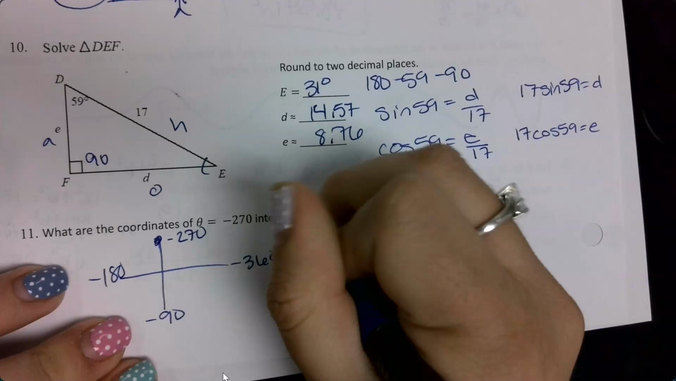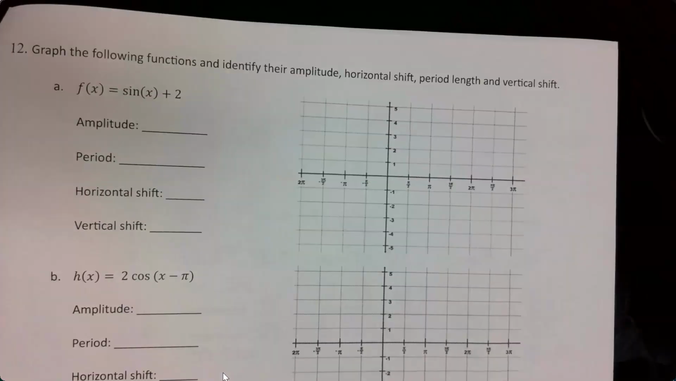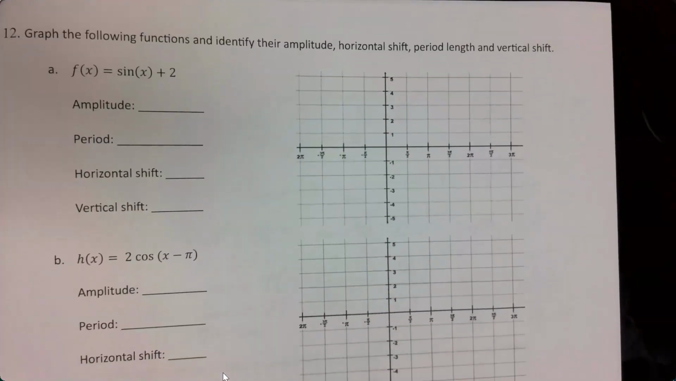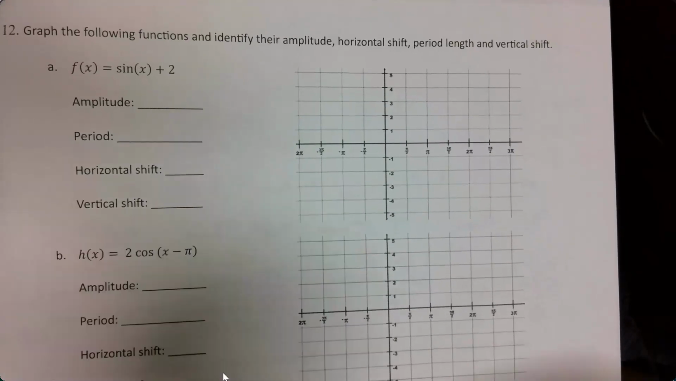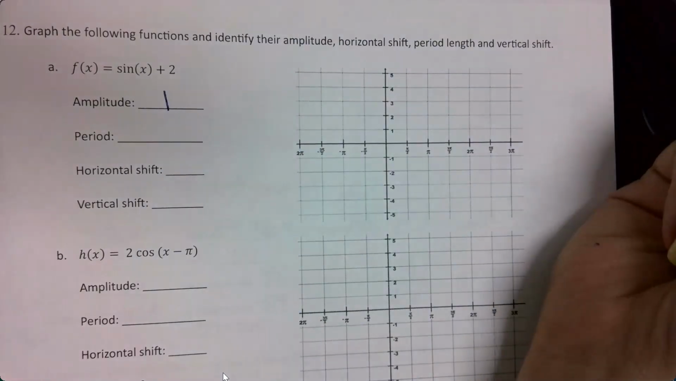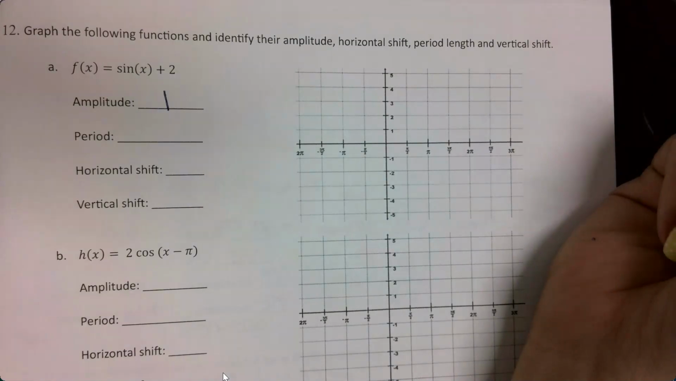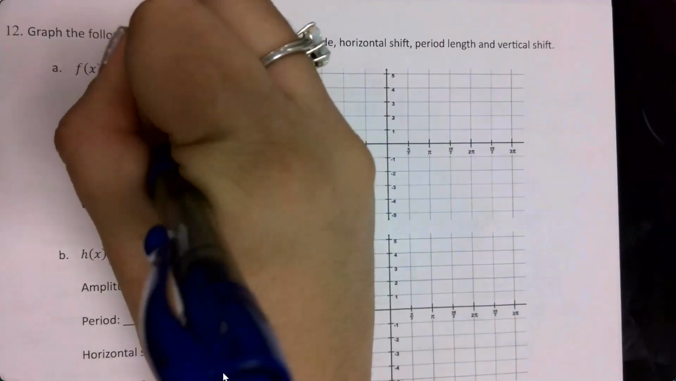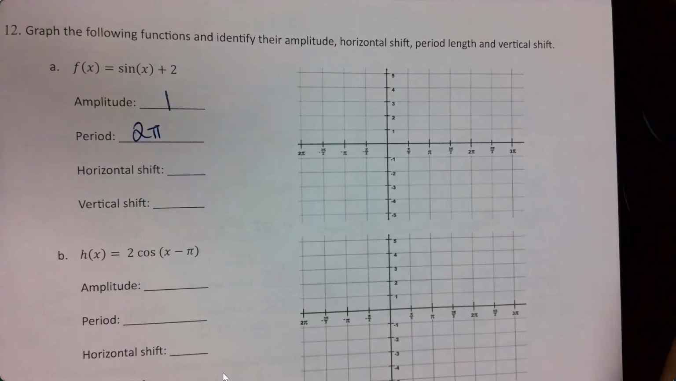Okay, one more. This one wants me to graph the following functions and identify their amplitude, horizontal shift, period, and vertical shift. So amplitude is my number out front. This one is a 1. For my period, if there's something in front of my x, I take 2 pi and divide by it. If there's nothing in front of my x, it's the default 2 pi.